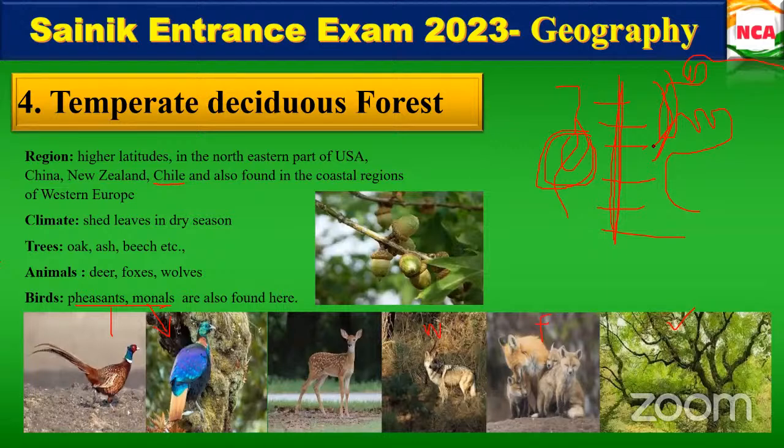For example, trees like oak, ash, and beech will be there, and animals like deer, fox, and wolves are also there, and pheasants, monals, or a few birds that have been found here. Okay.